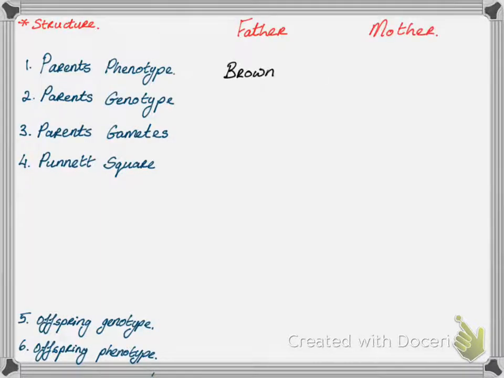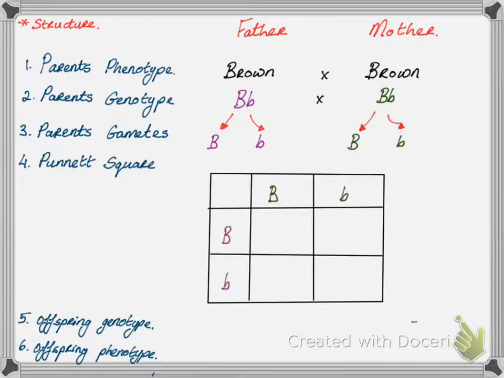So we'll start with the father and mother. We both know that they have brown eyes from the question, and we both know that they're heterozygous. Heterozygous means that they have one dominant and one recessive allele. So both of them have a capital B and lowercase b. We split these into their individual gametes, so B and b, we separate them, and then we place them into a Punnett square.